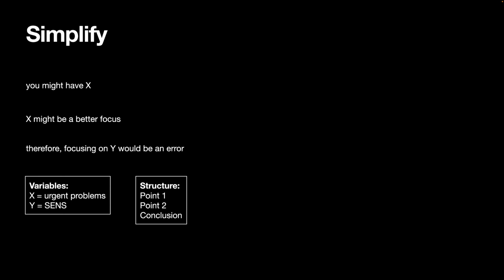The next thing I did was look at the more important ideas and simplify them to try to see what I was dealing with. So the first one says basically you might have X. Next one is X might be a better focus. And finally, therefore, focusing on Y would be an error. I used variables here because it makes the sentences extra short. So the basic structure here is we have point 1, point 2, and then a conclusion. This helps us see what we're looking at. We've taken the whole paragraph and focused on just a couple parts.